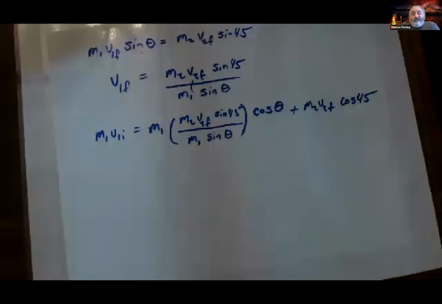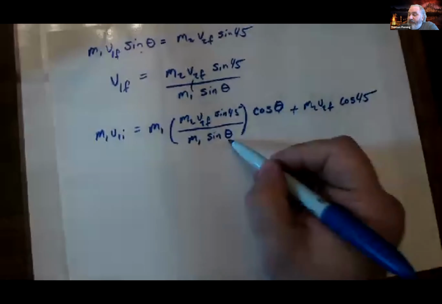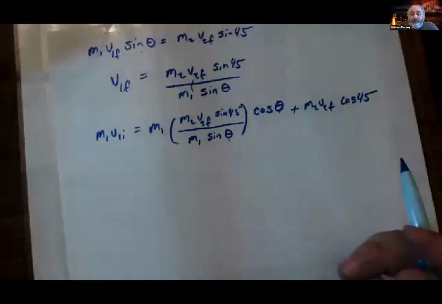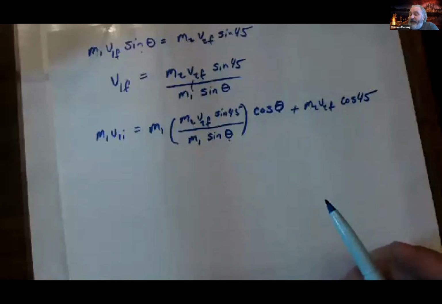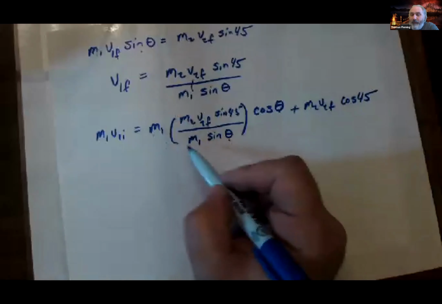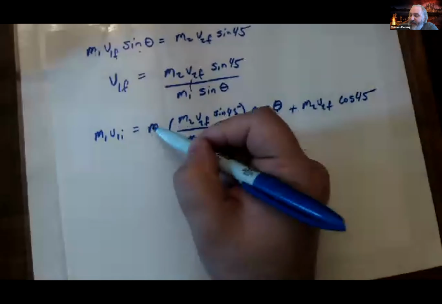So now it's just a matter of doing some algebra, because the only thing I don't know in here is the thetas. Everything else is a number. Now, one thing I notice immediately is that mass 1 over mass 1, that right there is going to cancel anyway, right?